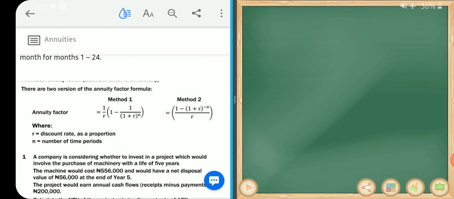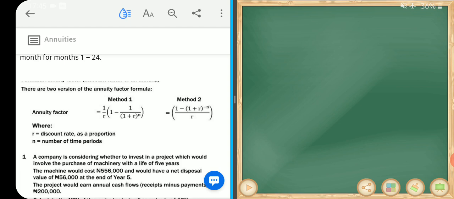We have 1 over r, open bracket, 1 minus 1 over 1 plus r raised to power n. Or you have our method 2. The method 2 is usually simpler. This is the method that most persons use.